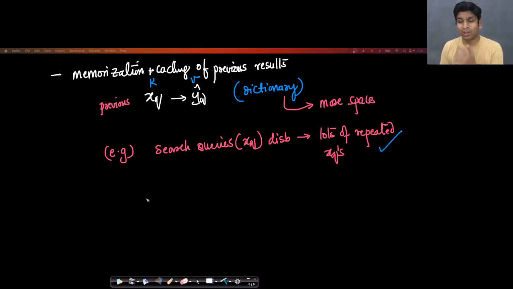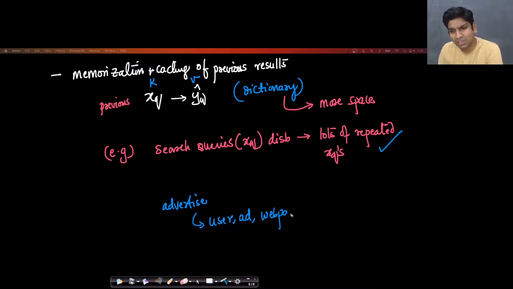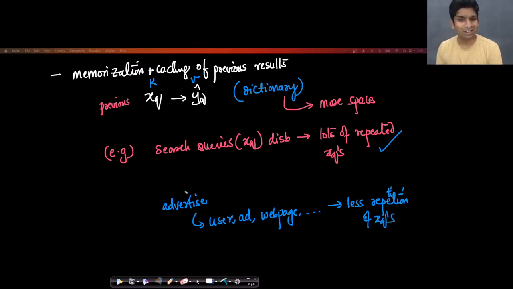On the other hand, look at something like advertising. You want to say, what ad should I show to a user? There, I may not see the same user. Again, what are the features here? Typically, I have user level features, ad level features, and web page level features, and all the other stuff. Now, all of this may not repeat. The user may not go to the same web page and I may not have the same ad. So there is very low repetition of XQs. Here, this is useless. Does that make sense?